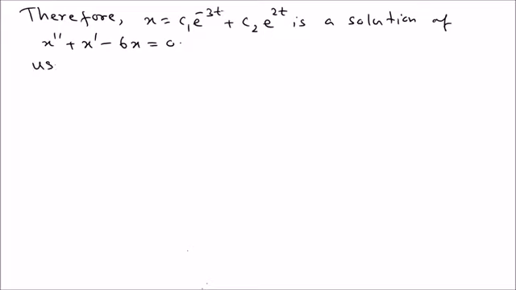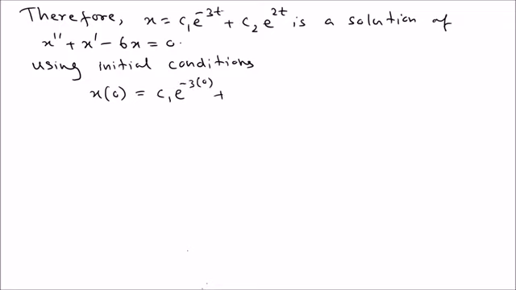So using initial conditions, we have x of 0. What you do is plug 0 into the independent variable. Wherever you see t, plug in 0. So c1 e to the negative 3 times 0 plus c2 e to the 2 times 0. We know that e to the 0 is 1, so we can use that fact, and you simply get c1 plus c2.